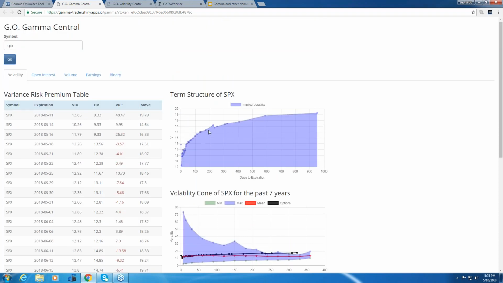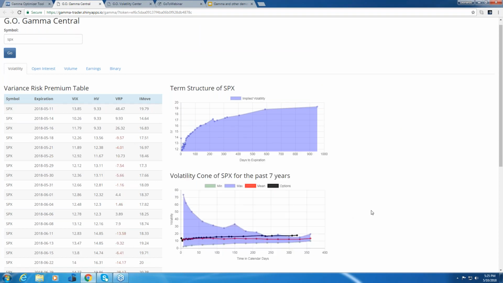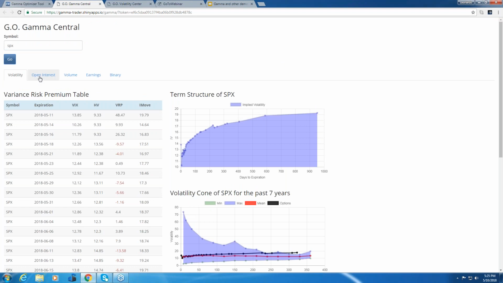And right here, if you are a professional option trader, you know what these things are. I could explain it to you also. If you join my room, of course, I'll help you to use this tool.